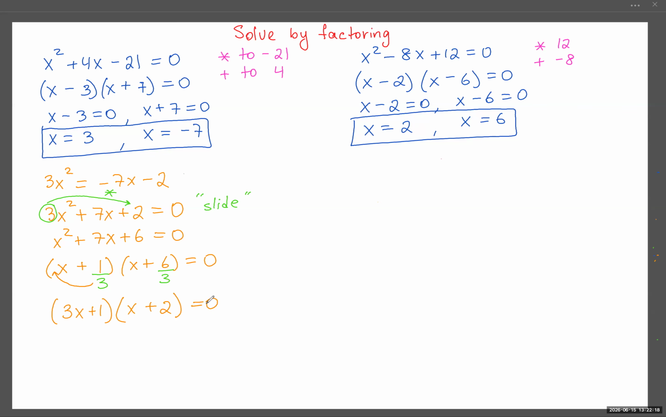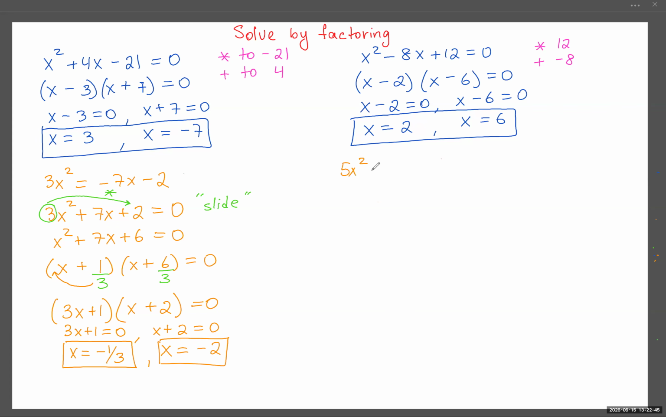Now we can utilize the zero factor principle. So 3x plus 1 equals 0, and x plus 2 equals 0, which means x equals negative 1 over 3. That's one answer. Or x equals negative 2. That's another answer. We'll go ahead and do one more of these.